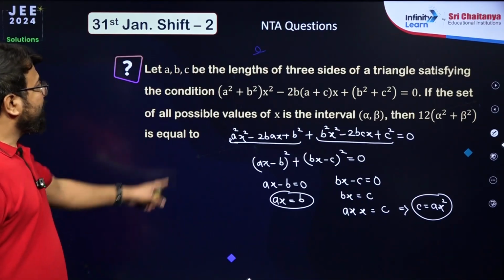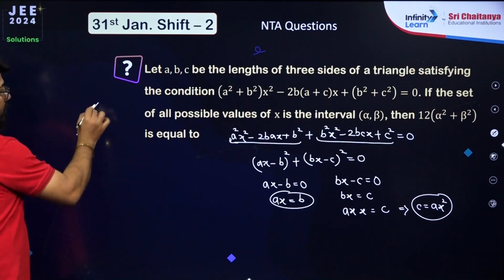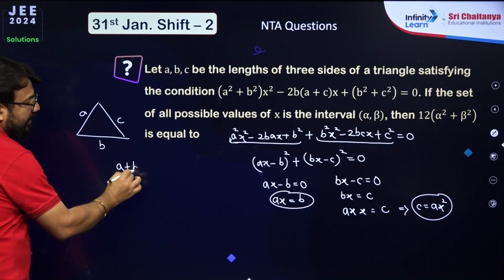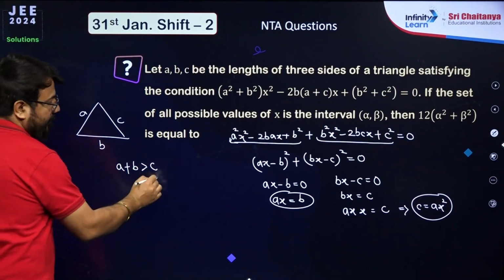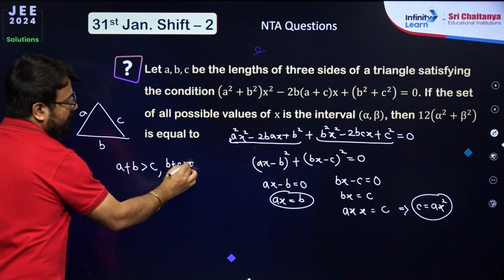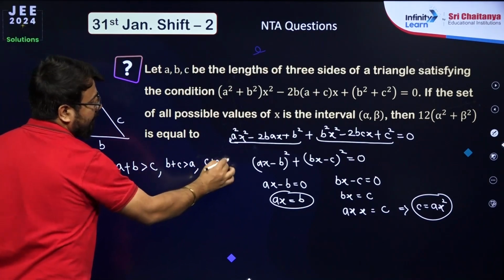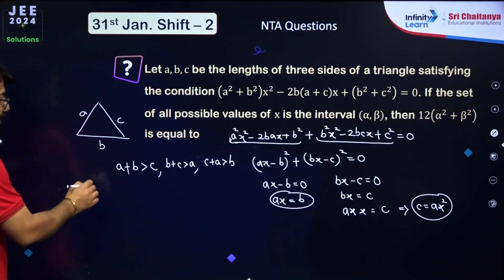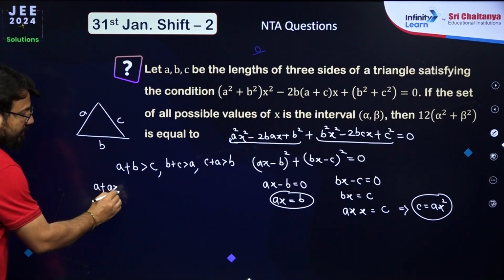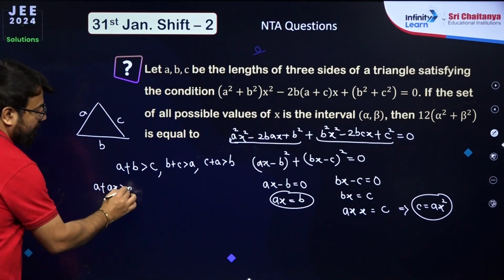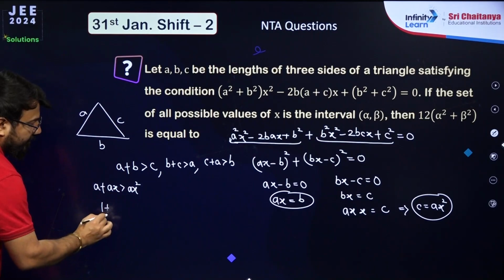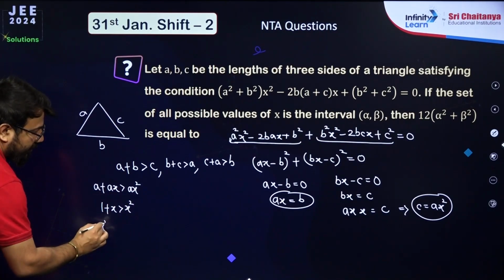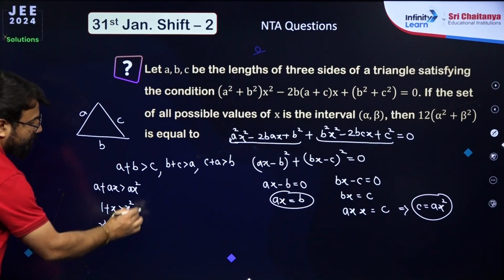Now, if these are the lengths of the triangle, don't you think that the sum of two sides will be greater than the third side? So a plus b, where a will be as it is and b will be ax, will be greater than c, and it is ax square. So finally we got this expression: 1 plus x greater than x square. So x square minus x minus 1 greater than 0.